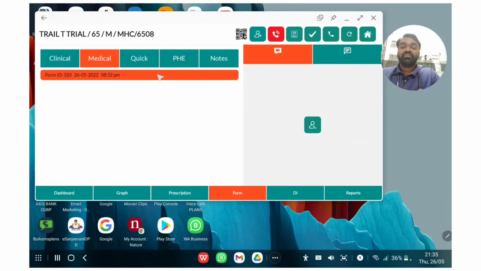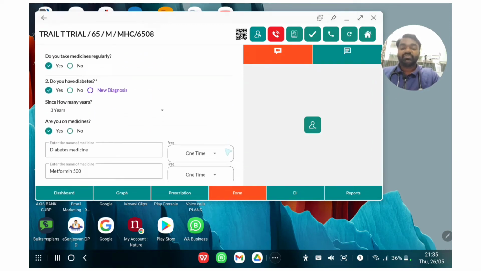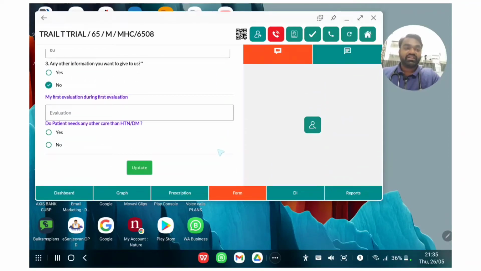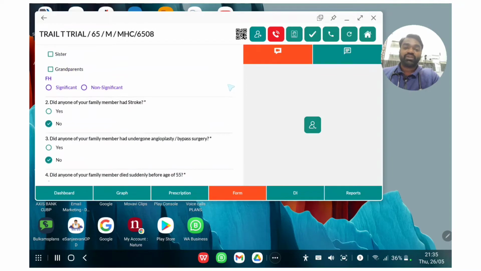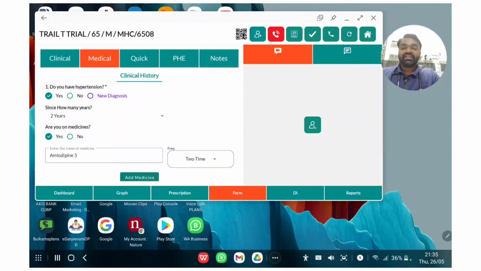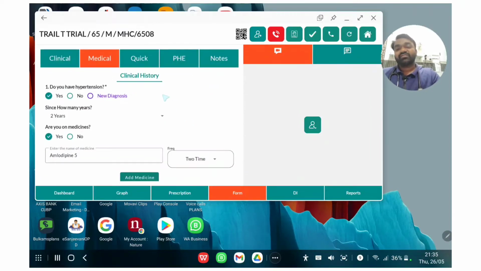This is the medical form, actually. Sometimes the patient has given some wrong history and you need to modify it, then you can modify and update the medical history or clinical history of the patient with this form. And one more thing, once the patient gives information into the medical form, it cannot be edited from the patient side. It has to be edited only from the doctor's side. So these are some of the forms.